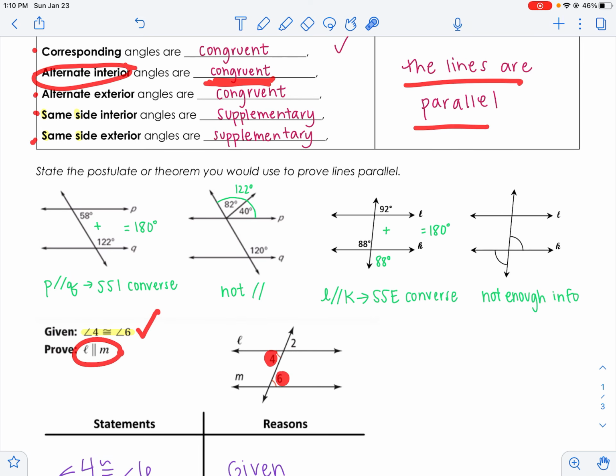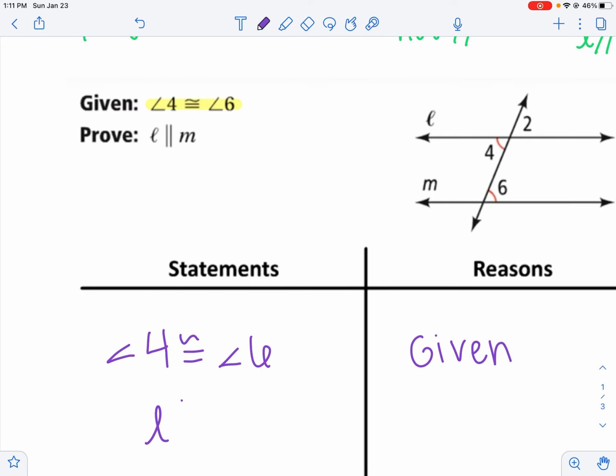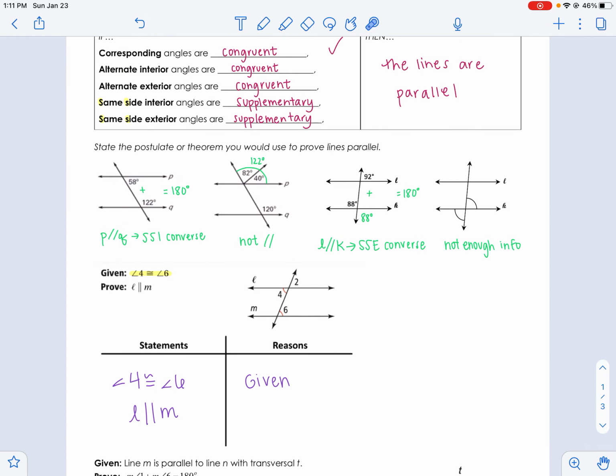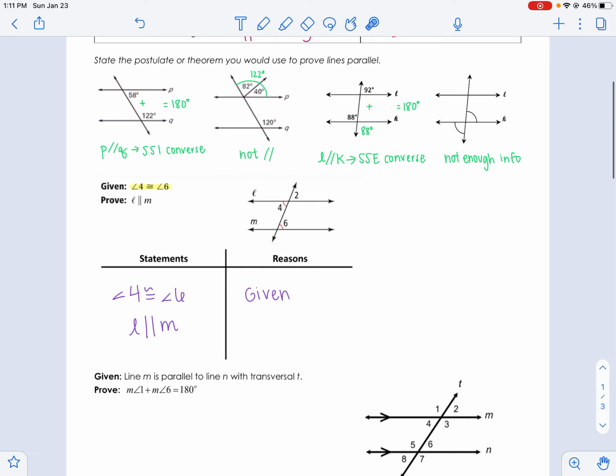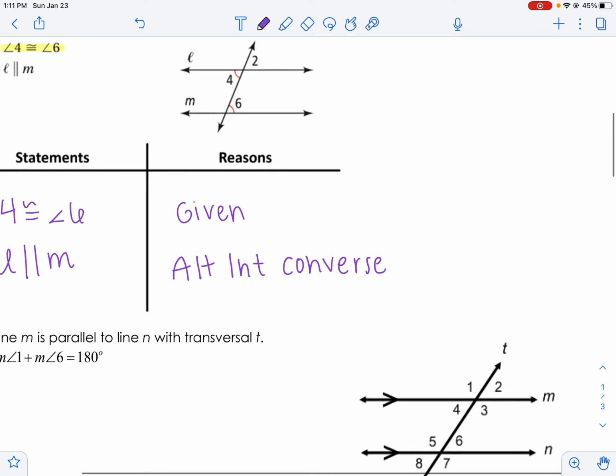And because those alternate interior angles are congruent, it means that the lines are parallel. So L is parallel to M. And you can do that with the parallel symbol if you want to. Okay, well, what's your reason? It goes back to what type of angles they were. They were alternate interior angles, which are supposed to be congruent, which they are. So I'm going to say alternate interior, but I need that word converse.